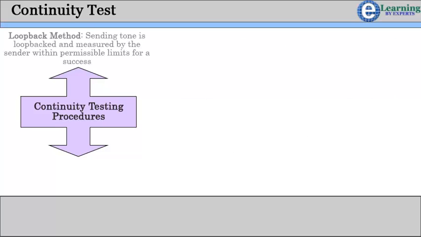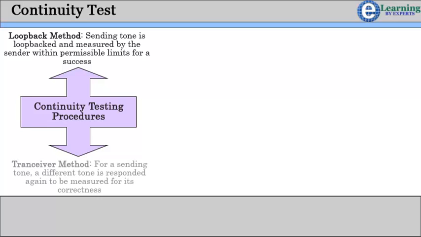Using the loopback method, the terminating exchange connects the transmit path to the receive path, forming a loopback to the originator. The originator measures the tone coming back to ensure that it is within the specified parameters. When the transceiver method is used, the transmit and receive path are connected to a tone transceiver that measures the tone coming from the originating exchange and sends a different tone back to the originating exchange.